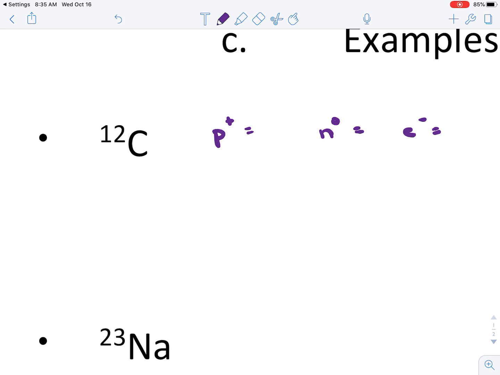So if we look at carbon on the periodic table, its atomic number is 6. So that means it has 6 protons and 6 electrons, because right now these are still equal. We're still drawing neutral atoms, which means they have the same number of protons and electrons. To find neutrons, we're going to take 12 minus 6, because our mass number is 12, and our neutrons then are also 6. So that was step 1.